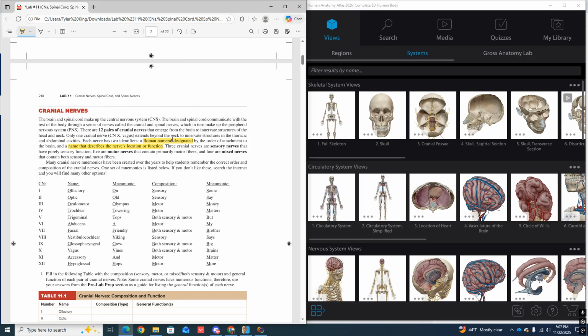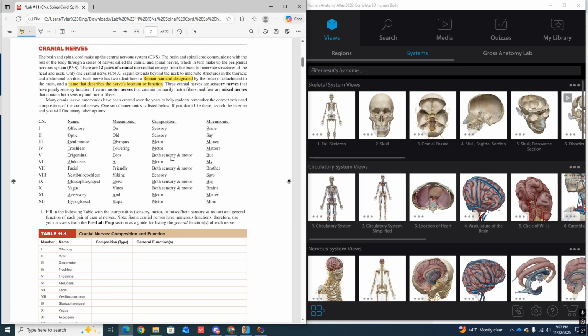As I mentioned earlier, down here we have some mnemonics that they give you, okay? Mnemonics for the names, mnemonics for the compositions. Mnemonics for the names, they all start with the first letter of what the name of the cranial nerve is. So on Old Olympus, so olfactory, optic, oculomotor, they both start with O, and it goes that way all the way down until you get to number 12.